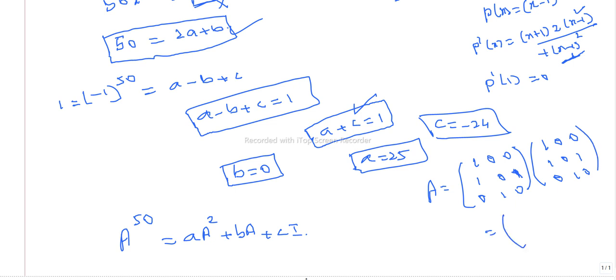So if you multiply, we get this term is 1, and then if you multiply, this is 0, and this is 0, and this one is 1, and this one is 1, and this one is 0, and this one is 1, and this one is 0, and this one is 1. Okay, so this is A square. Now that's it. You know the values of A and all the things.